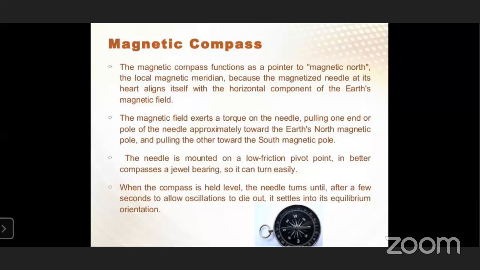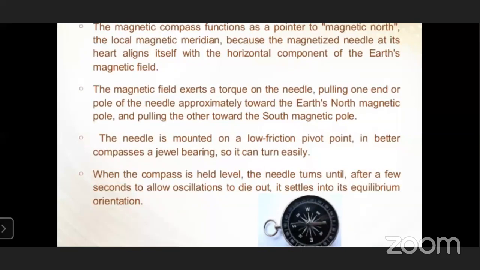A magnetic compass functions as a pointer to the magnetic north, the local magnetic meridian, because the magnetic needle aligns itself with the horizontal component of the Earth's magnetic field. See, look at the magnetic compass here. The magnetic field exerts torque on the needle, pulling one end or pole of the needle approximately toward Earth's north magnetic pole and pulling the other toward the south magnetic pole.